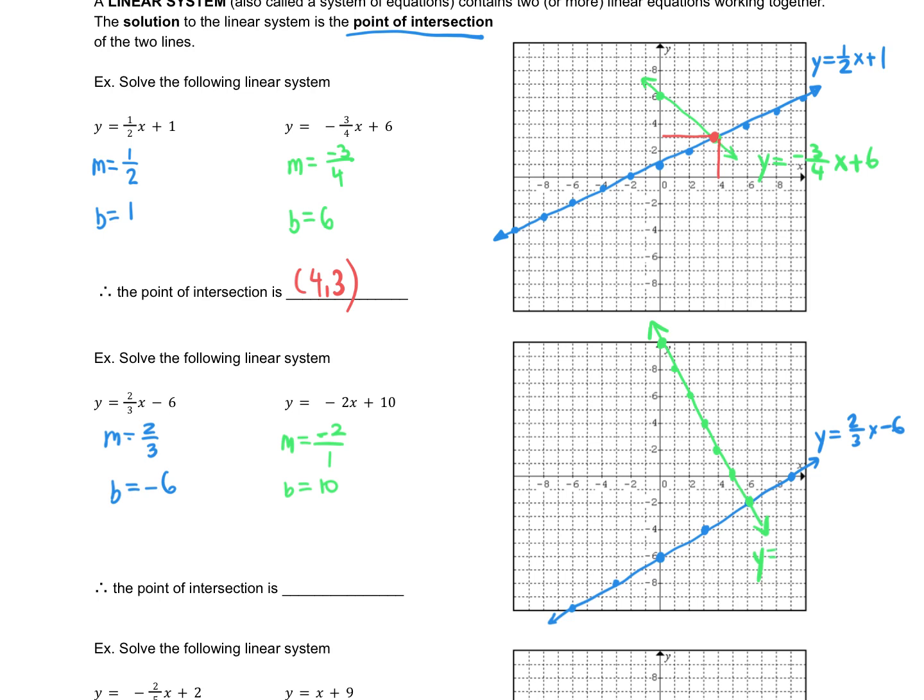I'll label my line, and here is the point of intersection. X is 6, y is -2.